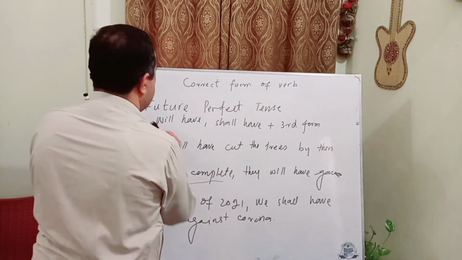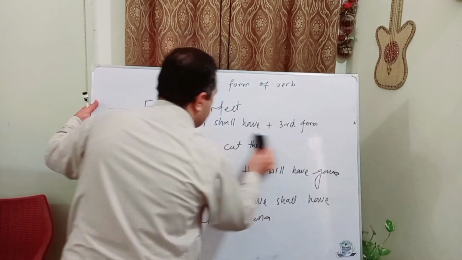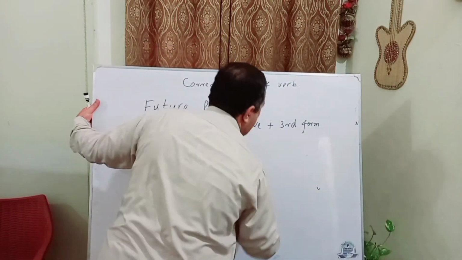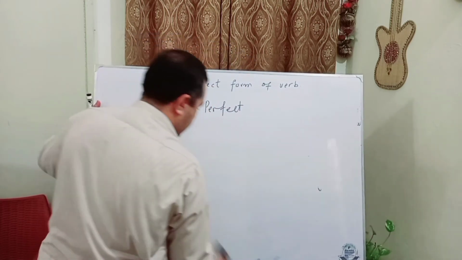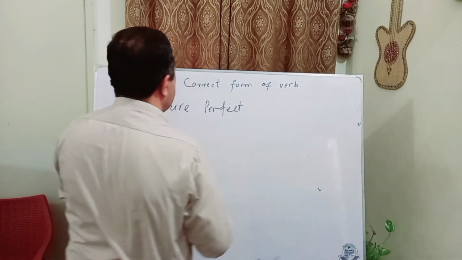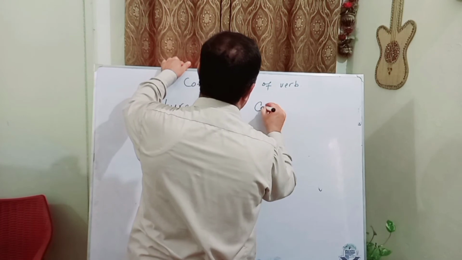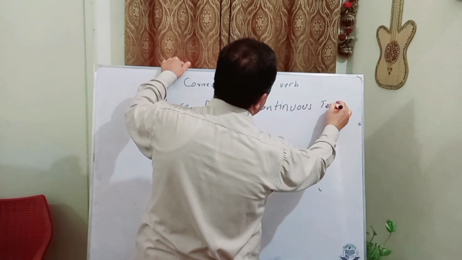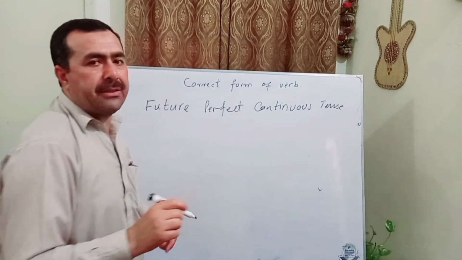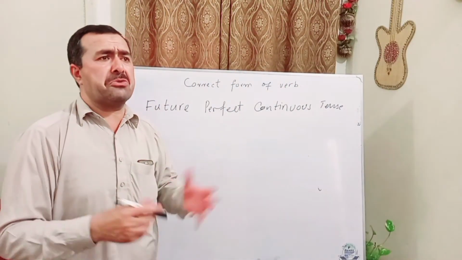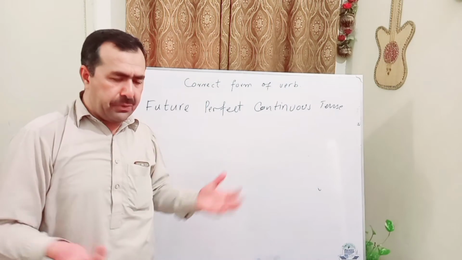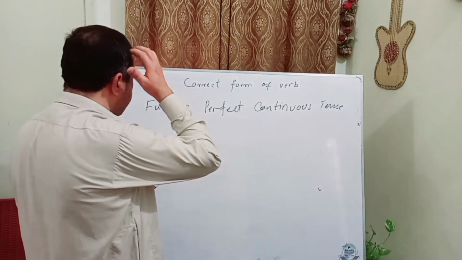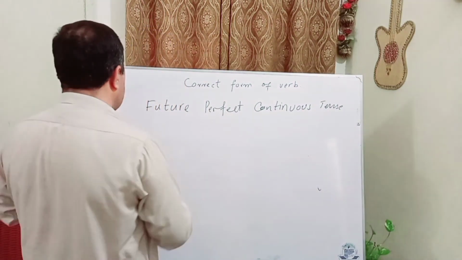Now future perfect continuous tense. I am telling you once again that we do not use this tense in our daily conversation. We use it but just 1 or 2%. Very rarely we use it. Once again there will be since and for, but in the future.